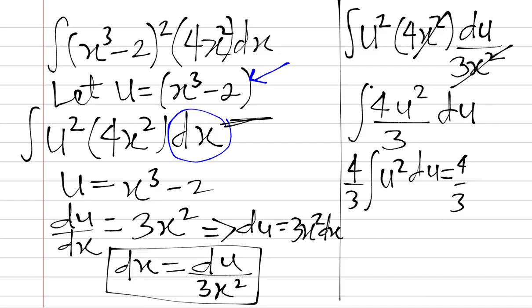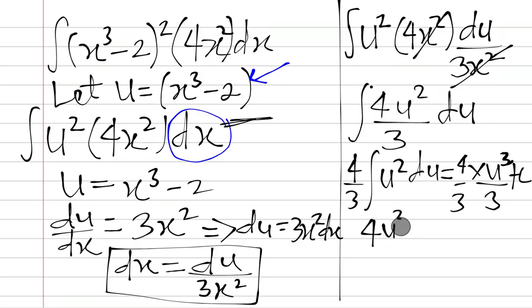If you integrate u squared, you will have u raised to power 3 over 3 plus c. I'm sure you know plus c will always follow. So that means we have what? Our final answer is what?